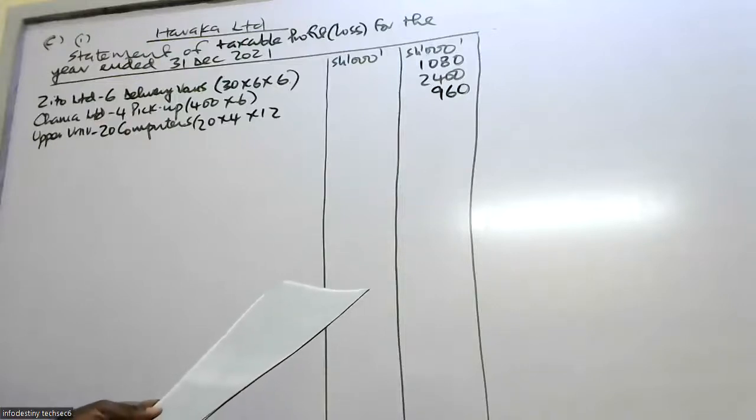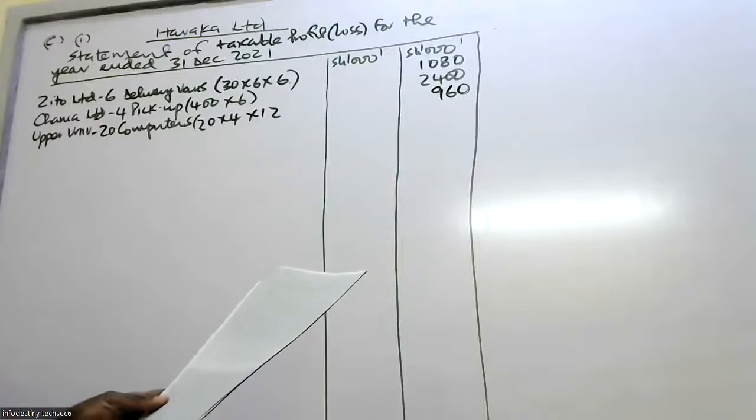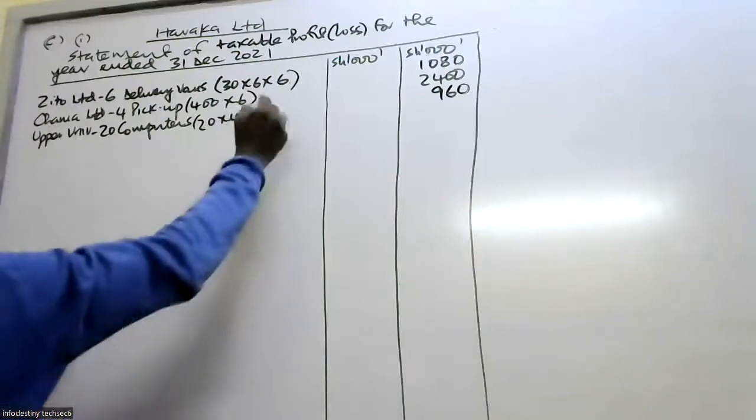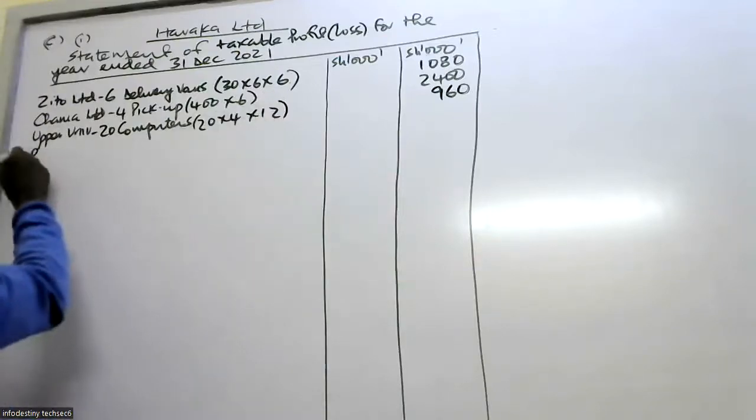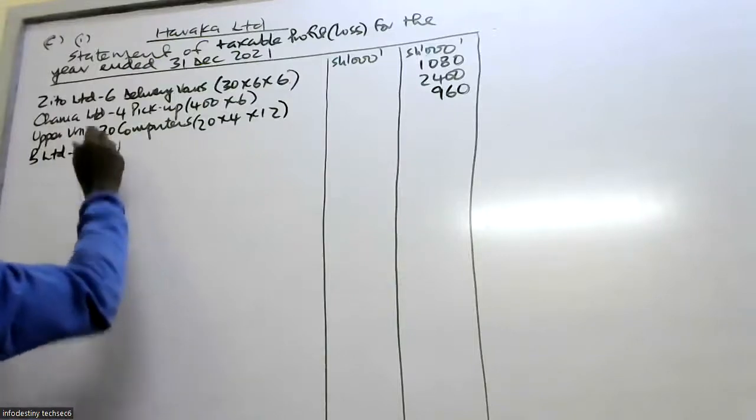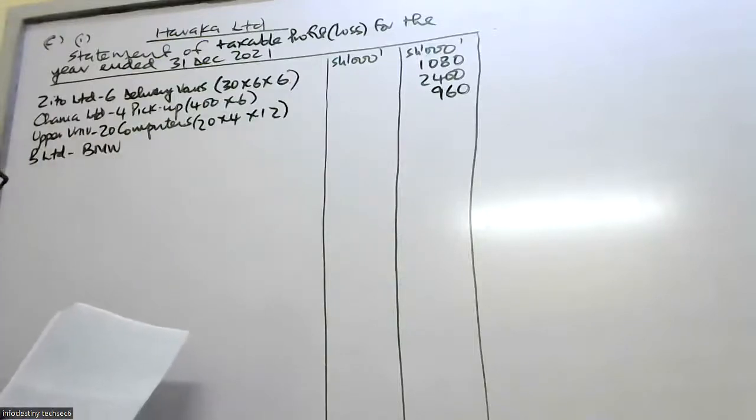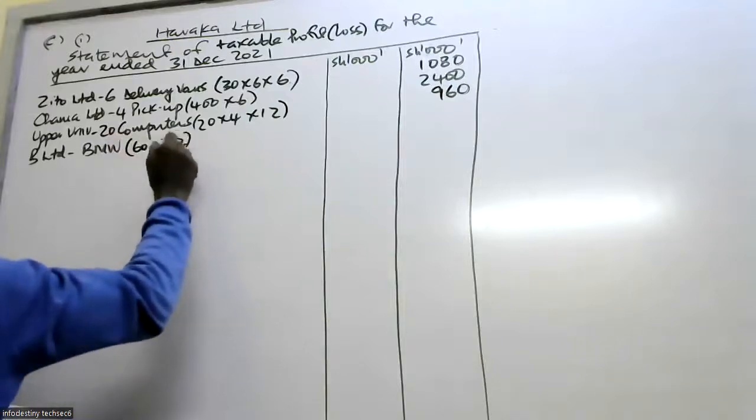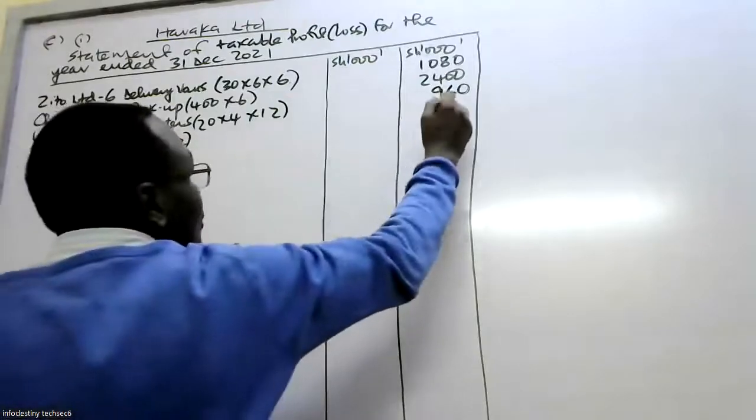Then a BMW vehicle to B Limited for use by one of its directors at a monthly lease charge of 60. So it's B Limited. BMW vehicle for one of the directors. Monthly lease charge is 60. So monthly times 12 months should be 720.